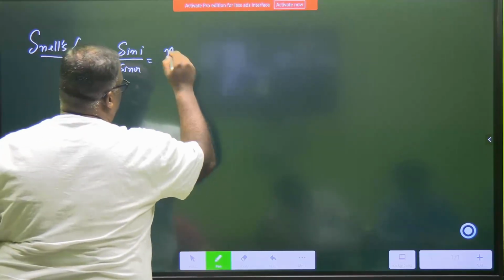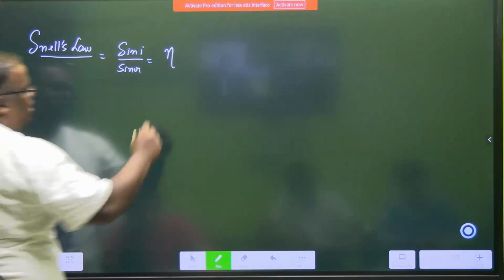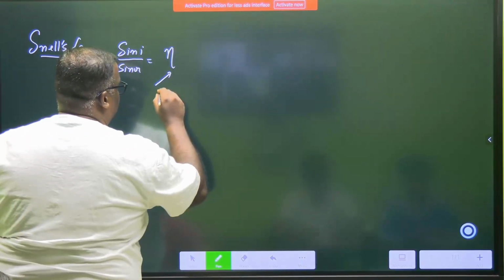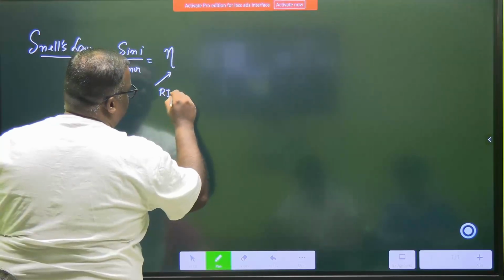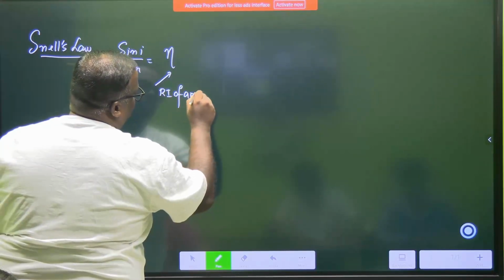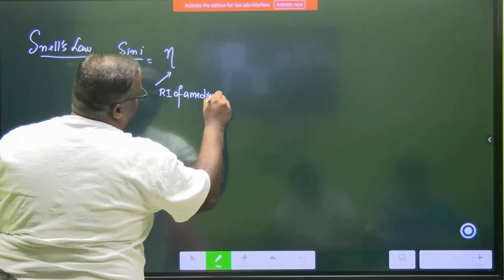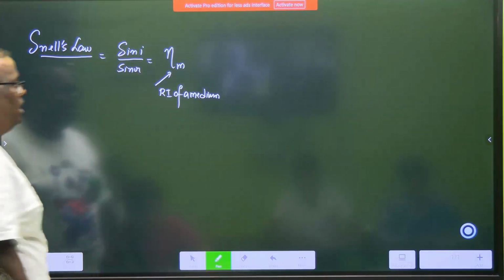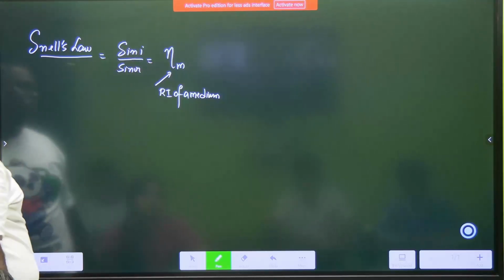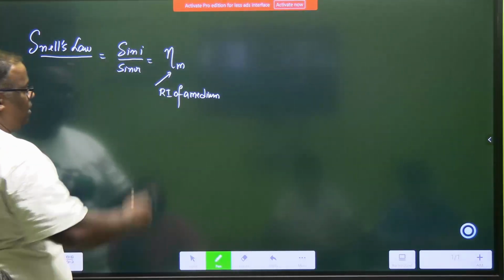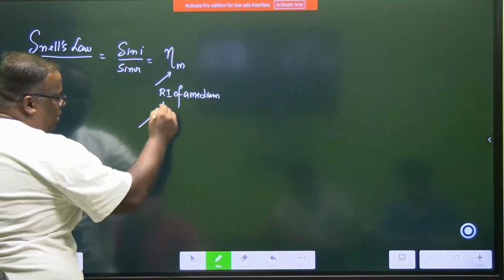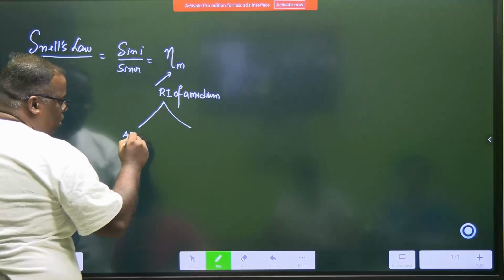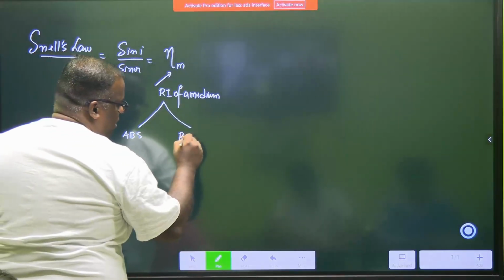and that constant is represented by eta, and eta is known as refractive index of a medium. Therefore, I will represent this as eta m, and I'm calling this refractive index of the medium. And when I write eta m out here, this refractive index can be absolute or it can be relative.